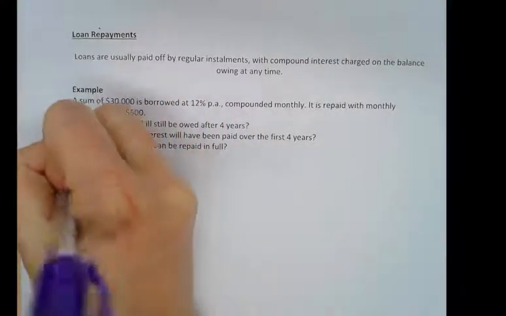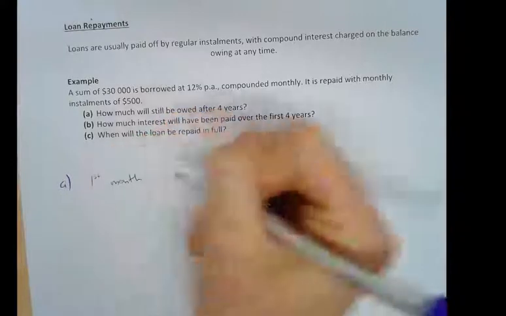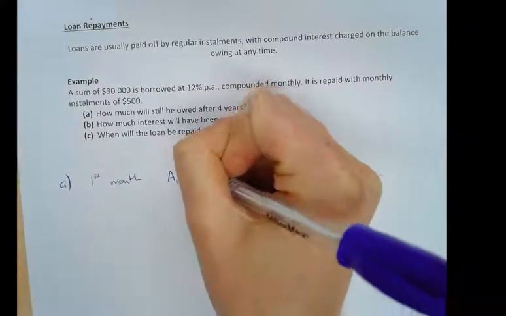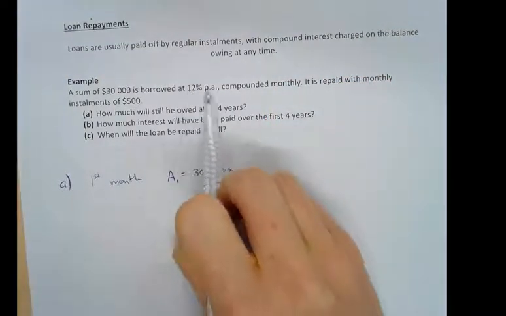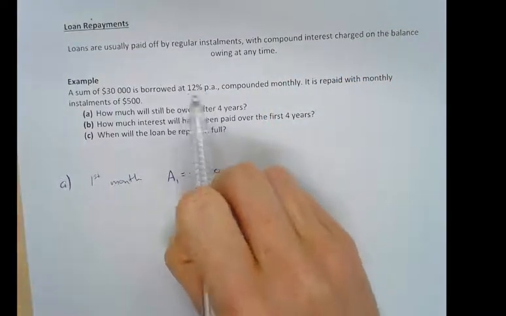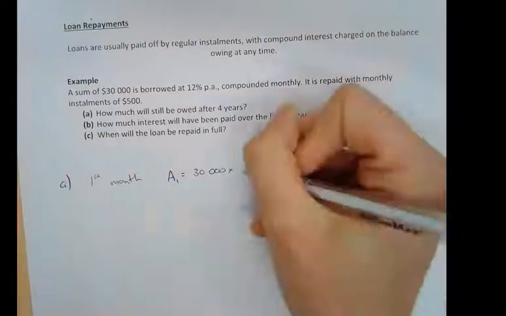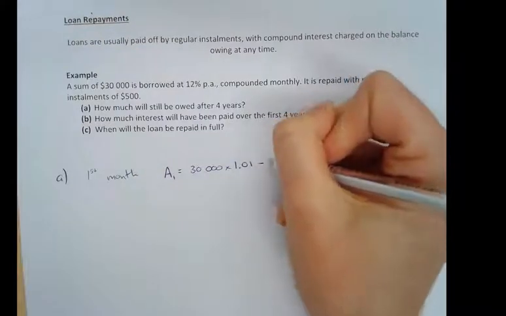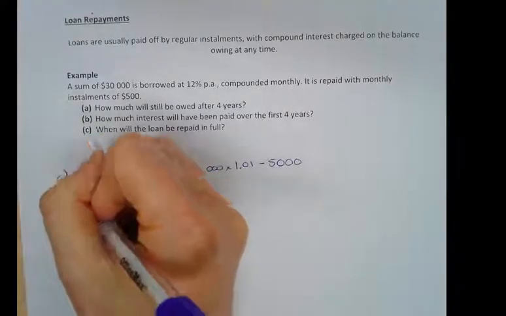So for part A, we're going to have in there after the first month, A1, we'll call it, the amount that's left. So we're going to have our $30,000 and we're going to add the interest to that. Because it's 12% per annum, but we're only doing it per month, then it would be 1%. Now to increase this by 1%, we'd multiply by 1.01. So that's the amount that would be owing, but then we're also going to repay $500. So at the end of the first month, the answer to this is how much we still owe on our loan.